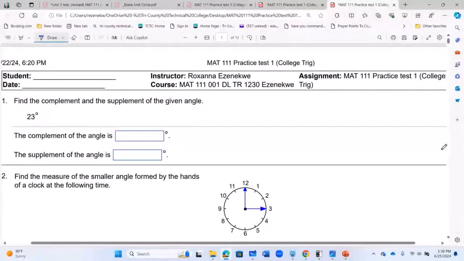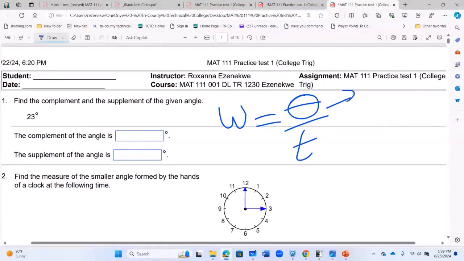For some reason, I don't know why, students don't like linear speed and angular speed. Well, angular speed is called omega. I'm going to say it, but we're not doing it this time. Omega is theta over time, theta over t, and theta must be in radians.